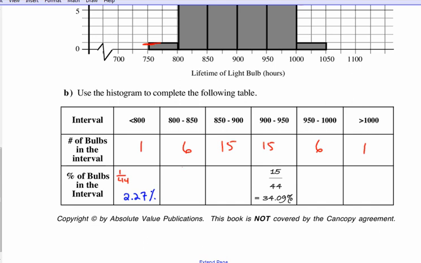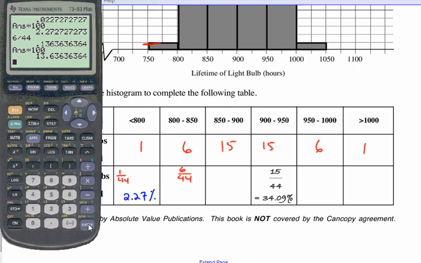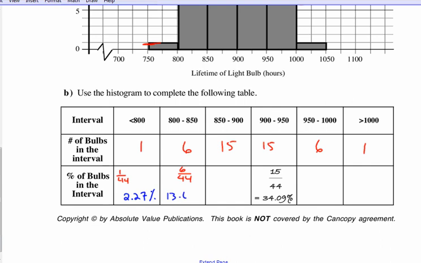The next one, we have 6 out of 44. 6 divided by 44 times 100 is 13.64%. Then we have 15 out of 44 in this category. That's already calculated there for us. It's 34.09%. Again, this category is 6 out of 44, and we have 1 over 44, and we already calculated what percents those were. So we have 13.64% and 2.27%.